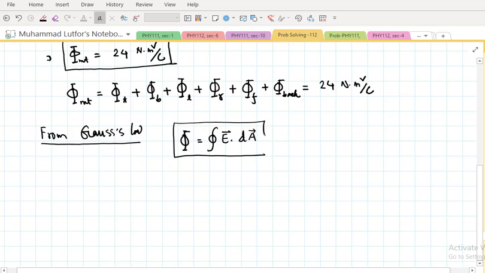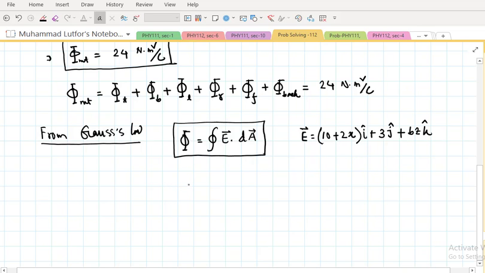Now the electric field is given, which is the variable electric field, and I write it as 10 plus 2x i hat, plus 3 j hat, plus b z k hat. So this is my electric field.